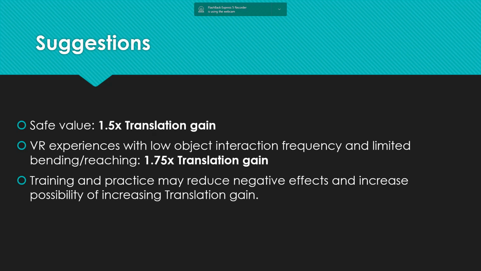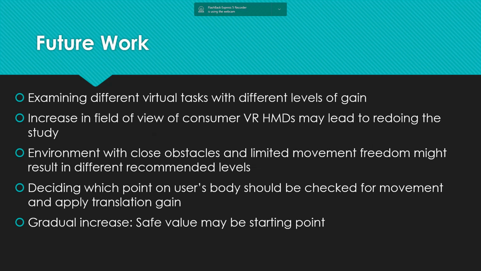In a general scenario, 1.5x gain, the traditional translation gain, is the best one. Maybe if there are fewer objects and limited bending and reaching tasks, then 1.75 gain. And training and practice may reduce the negative effects.